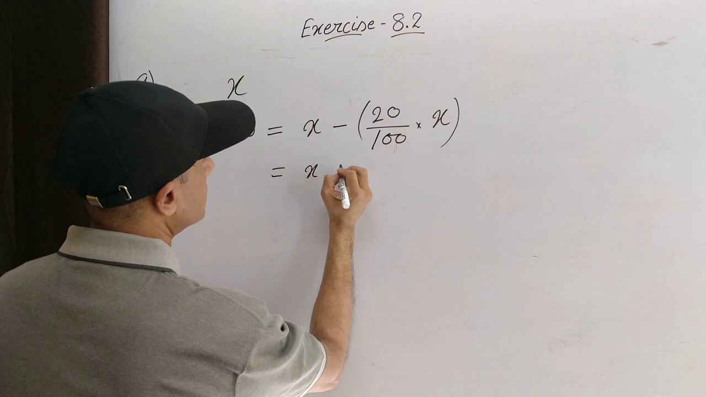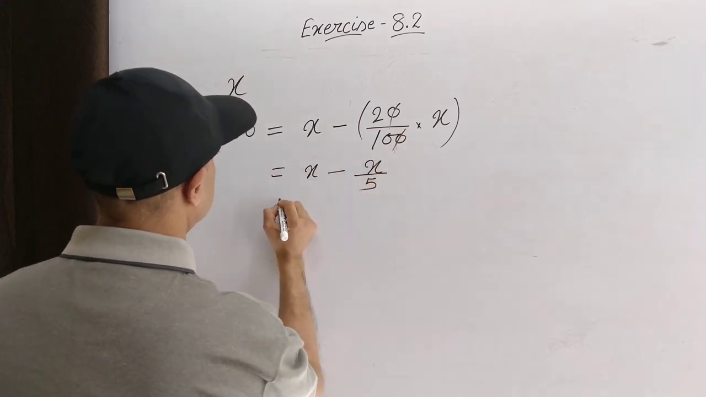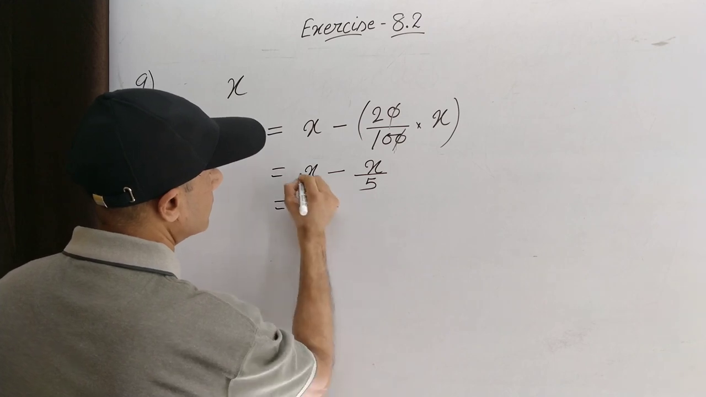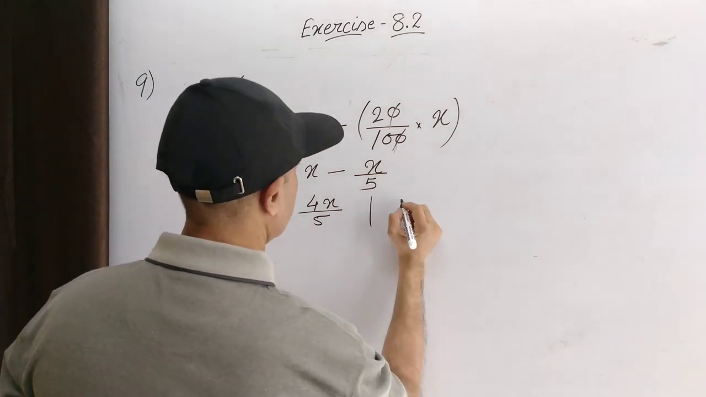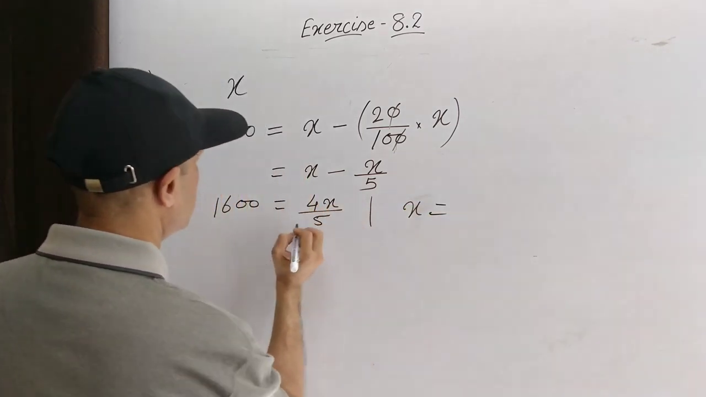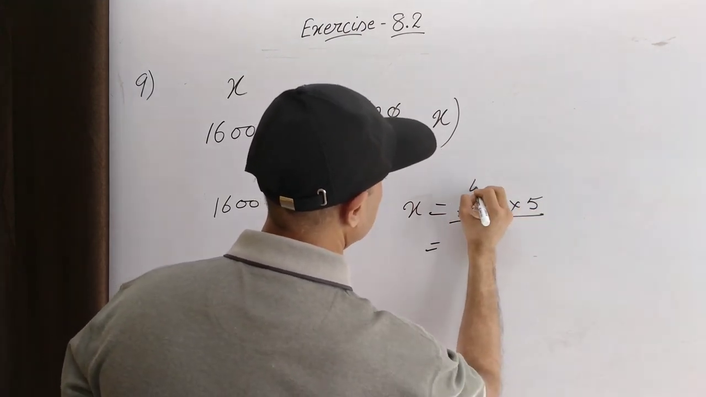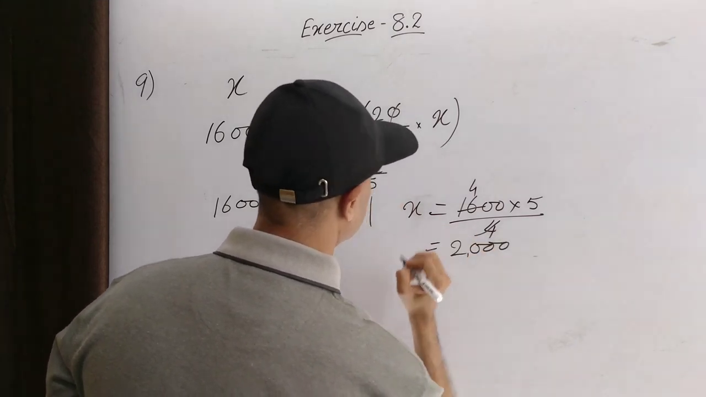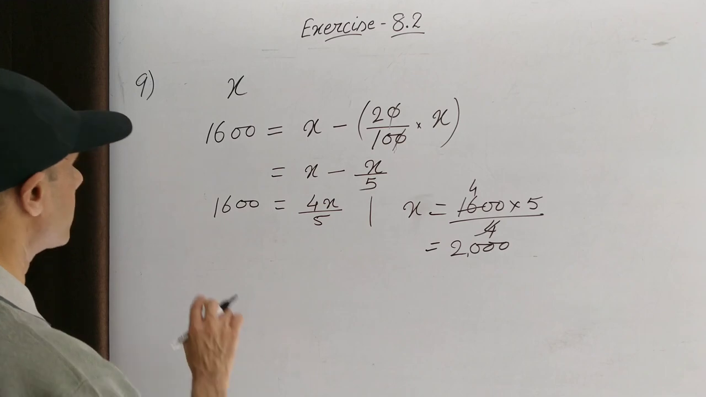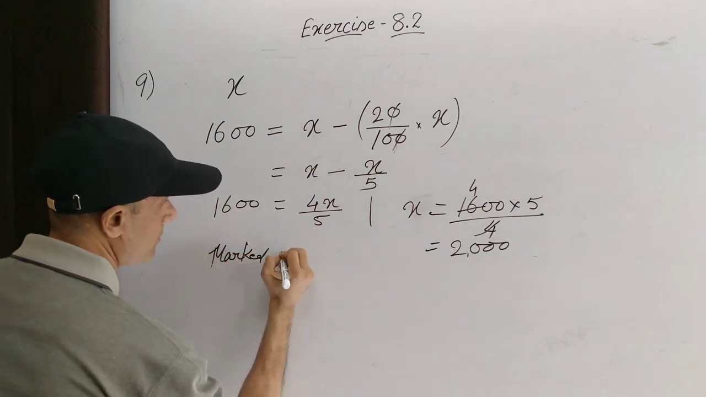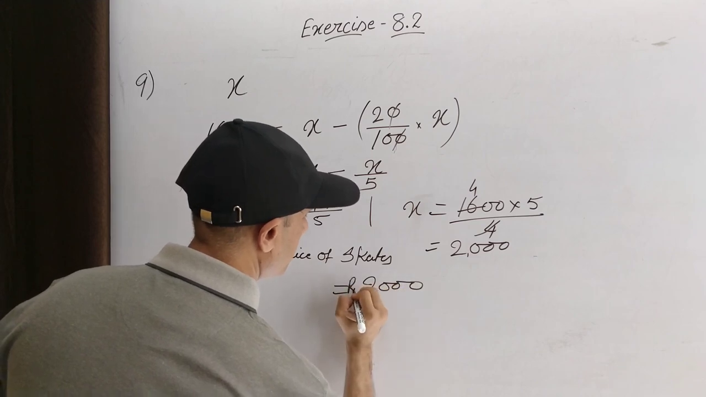So let's get the value of X by solving this equation. So we get X minus, this is X by 5. So we get this value as 5x minus x, 4x by 5, is equal to 1600. So x is equal to 1600 into 5 divided by 4, that equals 400 into 5, that is 2000. So we have got the value of x, and x is nothing but what the question asks, that is the mark price of the skates, which is equal to 2000 rupees.